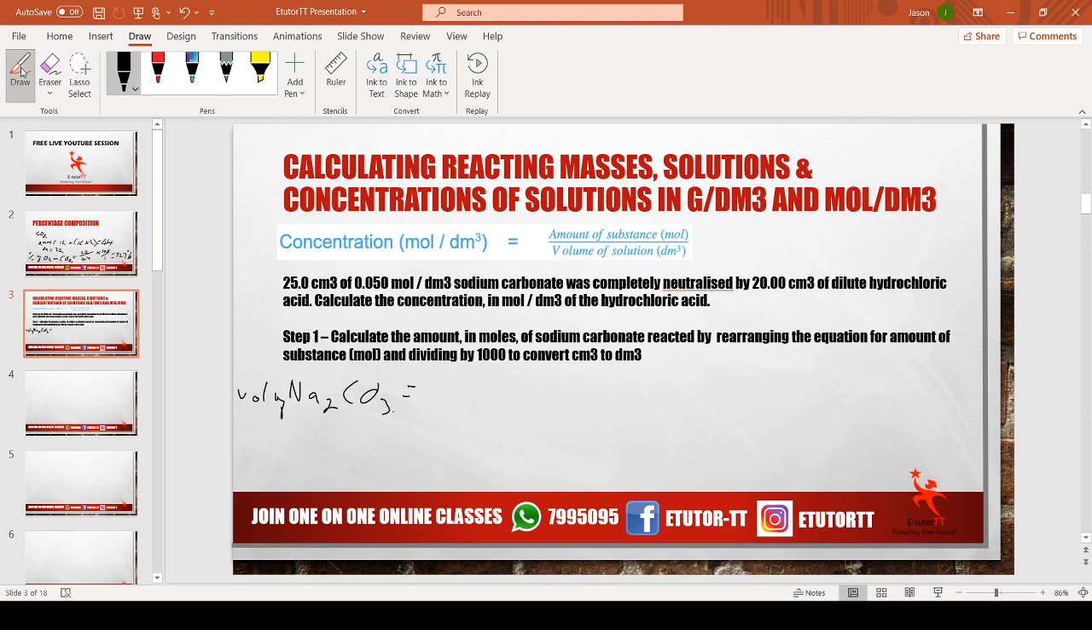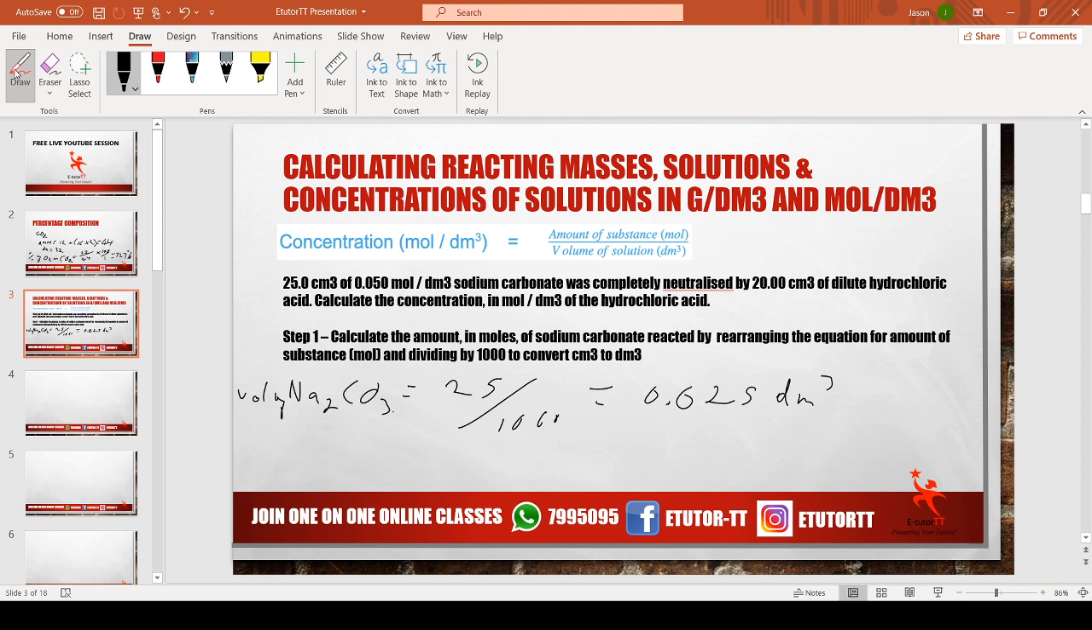We have 25 cm³, 25 divided by 1000, which gives us 0.025 dm³. Right, so that's the volume there.